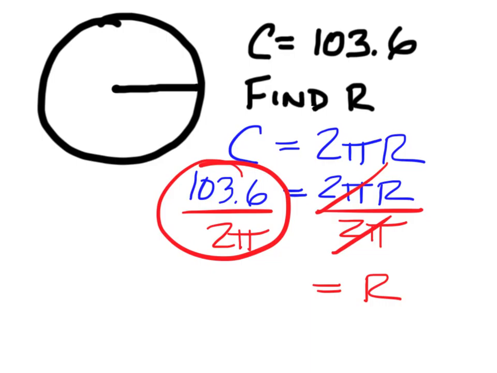So 103.6, divide, left-hand parenthesis, and then 2 pi, right-hand parenthesis. What should you get? 16.488. Rounded to the tenths place? 16.5.